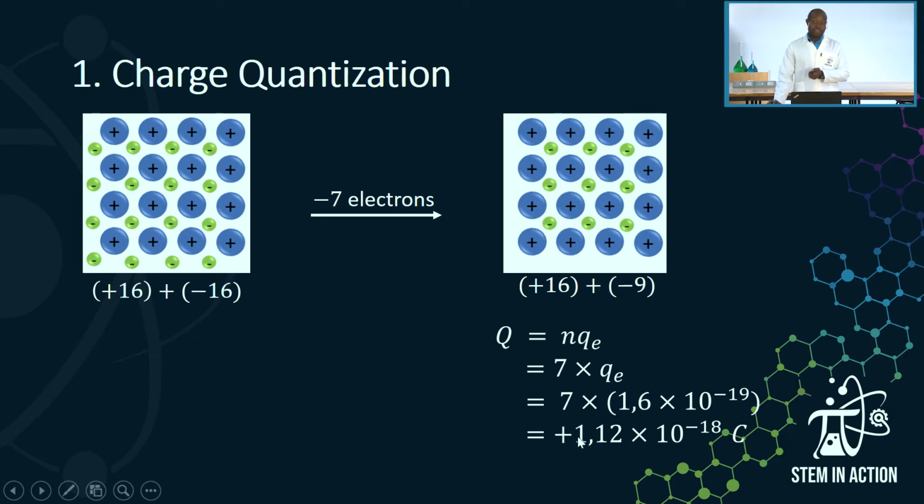So if we look at this value, it is a positive value because in this case we removed electrons. So we are now ending up with more positive charges than negative charges. If we had added electrons, we would put a negative sign there because our object was going to become negatively charged as a result.